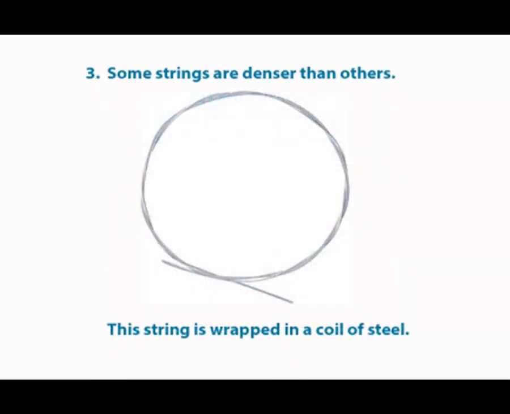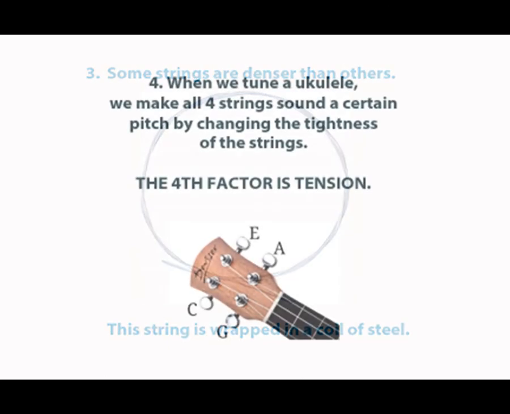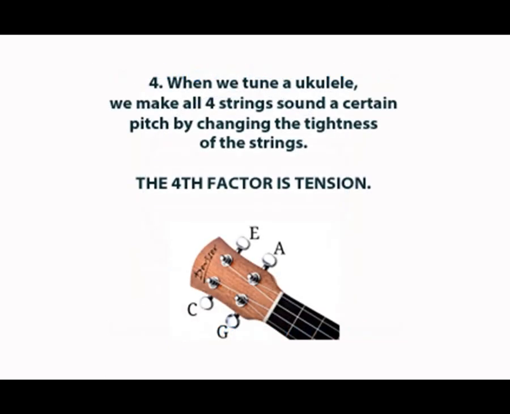Some strings are denser than others. This string is wrapped in a coil of steel. So here is a G that's not wrapped in a coil of steel, and here is one that is wrapped in a coil of steel. The denser string has the lower pitch. It vibrates more slowly.